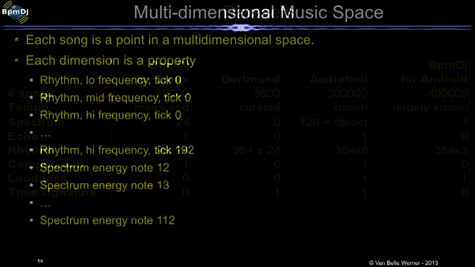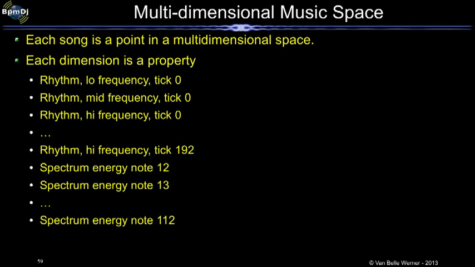Given such a collection of properties, how does one go about storing and retrieving the data? Generally, each song will be considered to be a point in a multidimensional space. Each dimension will be a value of a property. For instance, dimension 1 could be the energy of the rhythm at the low frequency band tick 0. The second dimension could be the energy of the rhythm at the middle frequency band tick 1, and so on. Once all values in the rhythm are exhausted, we can shift to the next property.